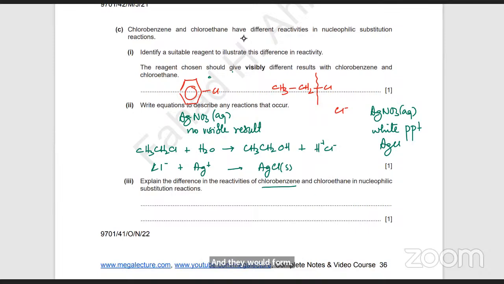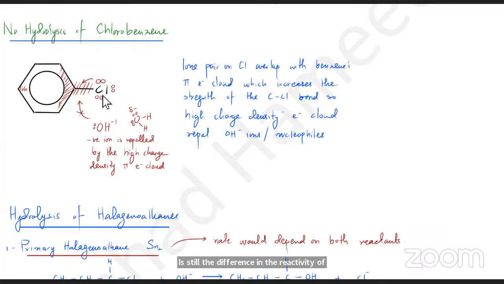Explain the difference in the reactivity of chlorobenzene and chloroethane. So वो फिर से वही explain करना है कि chlorine has lone pairs, overlaps with benzene, charge density increases, repels any nucleophile, ठीक है. Whereas halogenoalkanes, they don't.